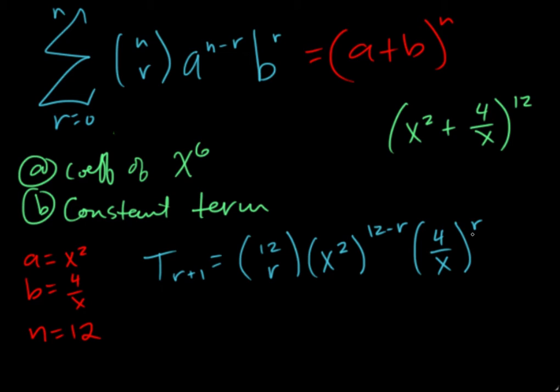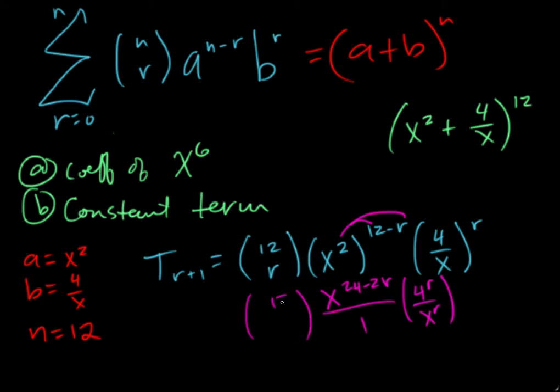Now, we can simplify this if we need to. It might make it easier, so let's do that. With our exponent rules, we're going to distribute a 2 right there, so it's x to the 24 minus 2r. And then we can distribute an r to each of these, so it can be 4 to the r, x to the r. You can think of that like that.